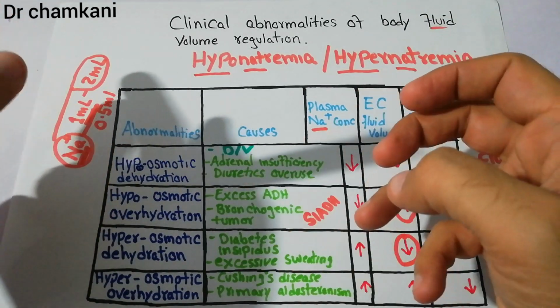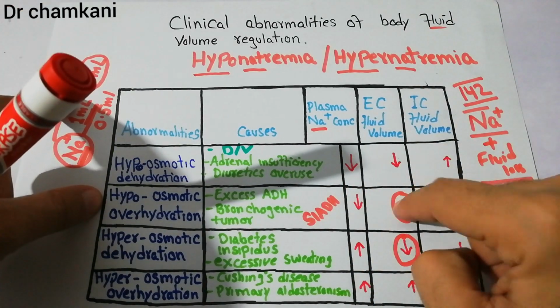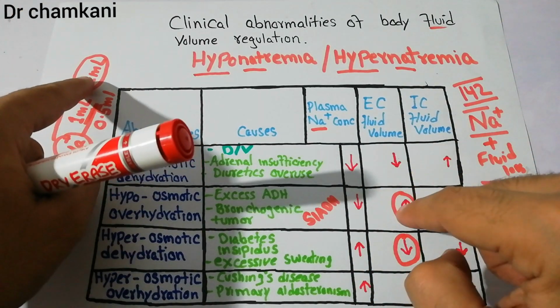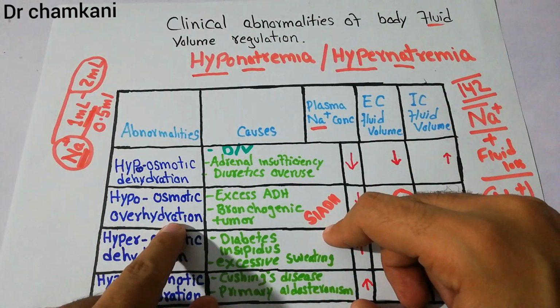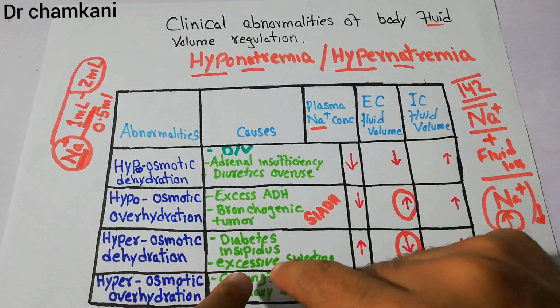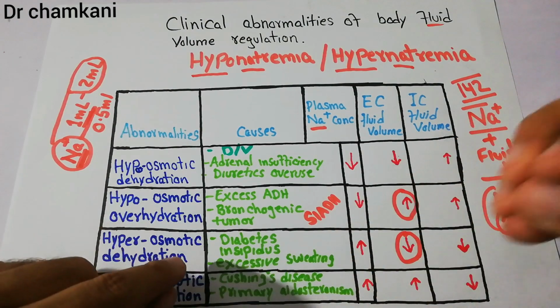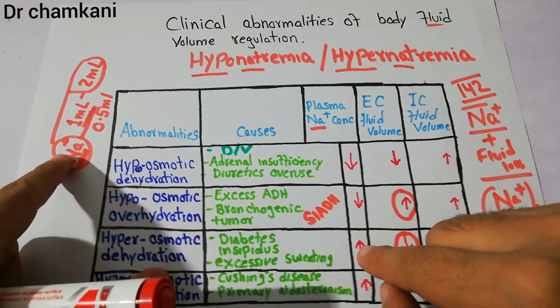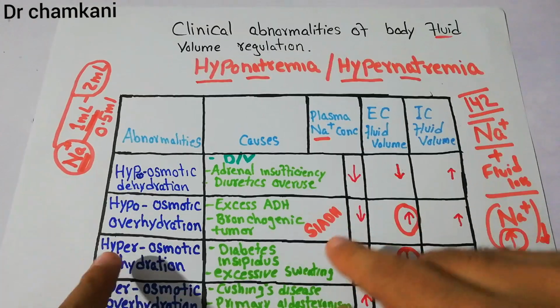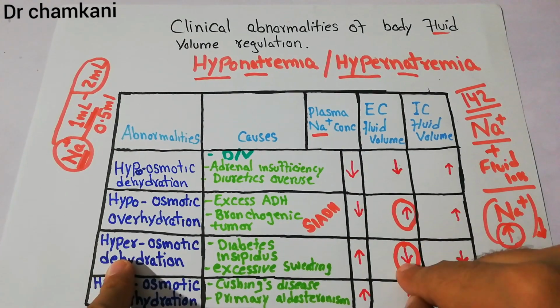In excessive ADH secretion, or syndrome of inappropriate ADH secretion, there is a lot of fluid retention, or the fluid in the body doubles. So overhydration occurs, the sodium concentration falls and a hypo-osmotic condition develops. Here in diabetes insipidus and in excessive sweating, there is more fluid loss and less sodium loss. So sodium concentration ultimately increases, which leads to a hyper-osmotic condition, but along with that, there is fall in the fluid.